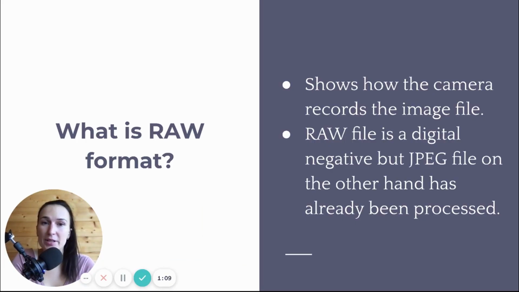So in general, what is RAW format? RAW format shows how the camera records the image file. A RAW file is a digital negative, but a JPG file is already processed. So why is it important? It's mostly when you do editing in your Lightroom or Photoshop later, then you need to have the best quality and the best file ever.